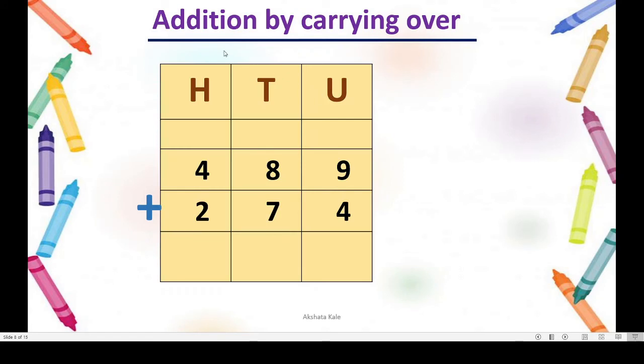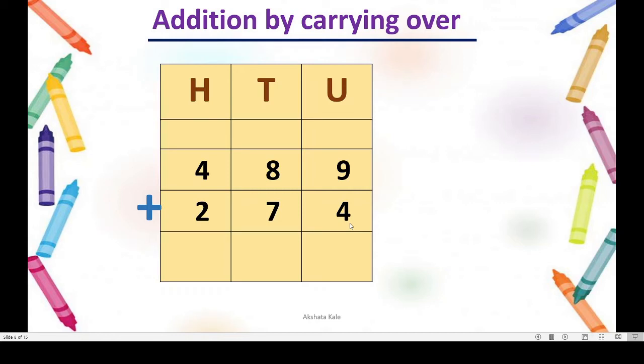Now students, we will move to today's portion, that is addition by carrying over. You know this table, right? You are familiar with this table. This is units, this is tens and this is hundreds. And here numbers are written. Now we will add these two numbers according to the column. You know that we always start from the right hand side, from the units place. Now we will add these two. 9 plus 4. How much? 9 plus 4 is 13.